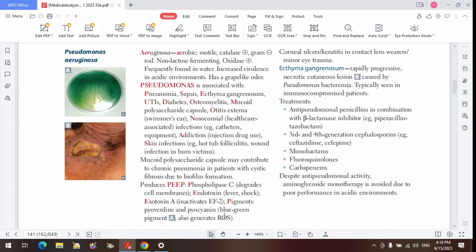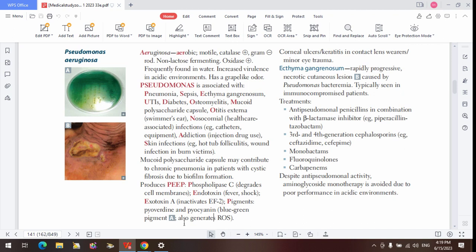Pyoverdine, pyocyanin. Which organism produces red pigment? Anybody? Red pigment. Serratia. Nice one. Serratia. So this pigment also helps them regenerate reactive oxygen species. So in addition to imparting color, they can also help them produce reactive oxygen species.